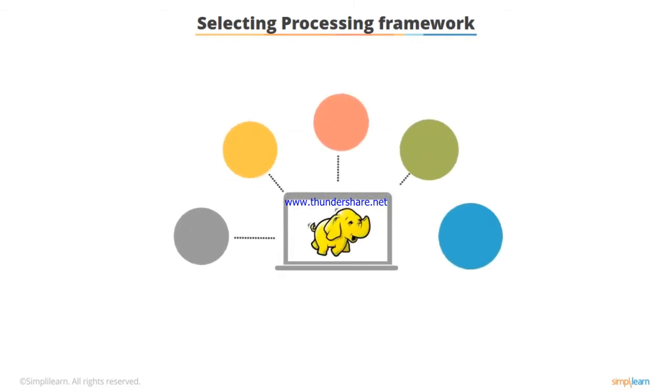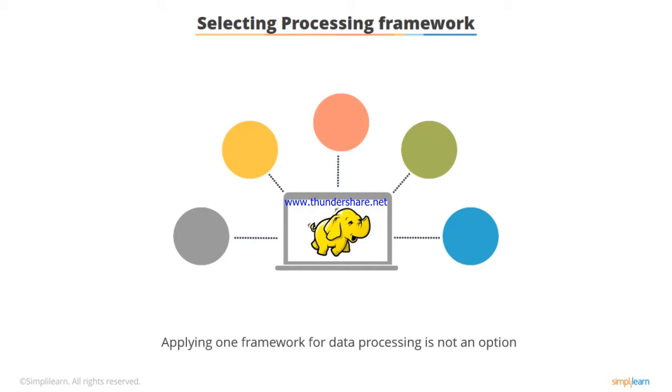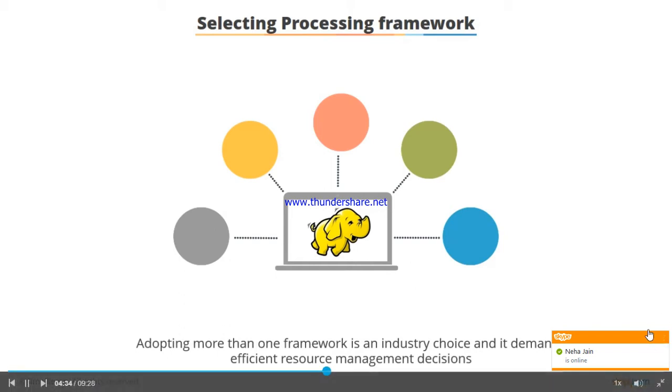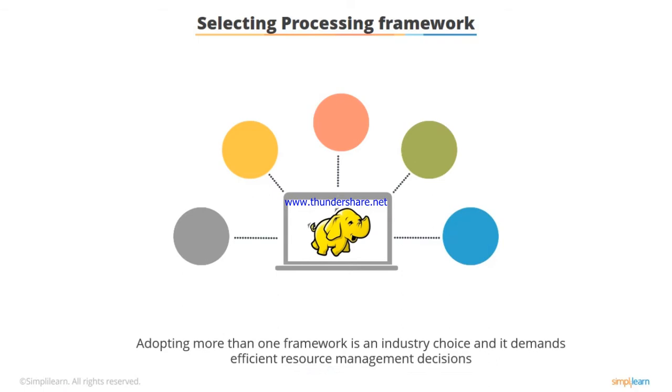Hadoop's ecosystem is evolving. Therefore, using only one framework for processing data is no more an option. Adopting more than one framework is an industry choice and also demands efficient resource management decisions within or across clusters.